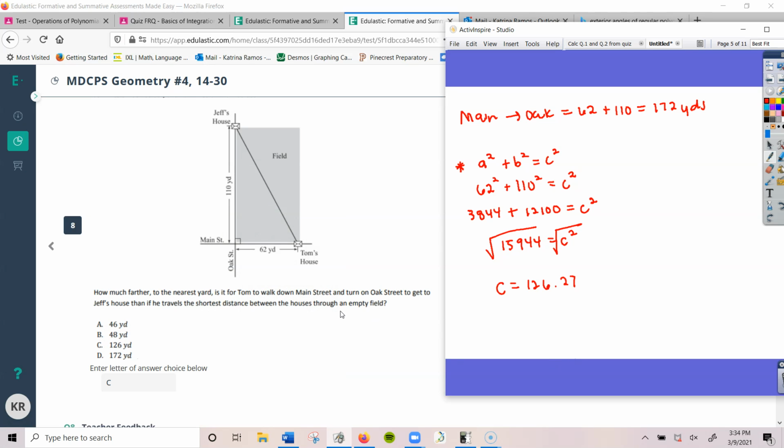I'm sorry. It was asking how much farther to the nearest yard. So it's asking for the difference. So we would have to subtract 172 minus 126, which when we subtract, we would get 46. So the correct answer for that one was actually A. And that's just because I didn't read the question all the way through.